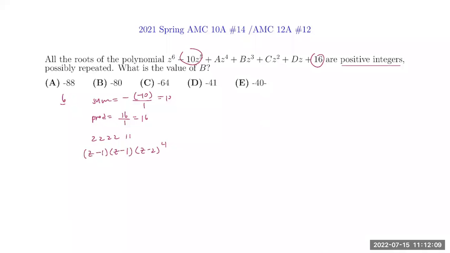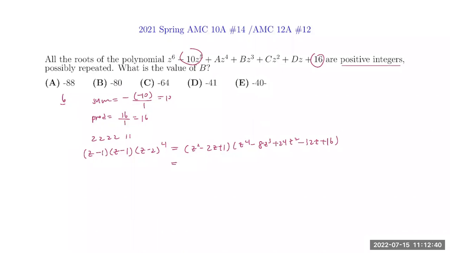So our polynomial is going to be in this form. Let's expand this out slightly. This gives us z squared minus 2z plus 1, and z minus 2 to the 4th will end up giving us z to the 4th minus 8z cubed plus 24z squared minus 32z plus 16 if we use Pascal's triangle or the binomial theorem.